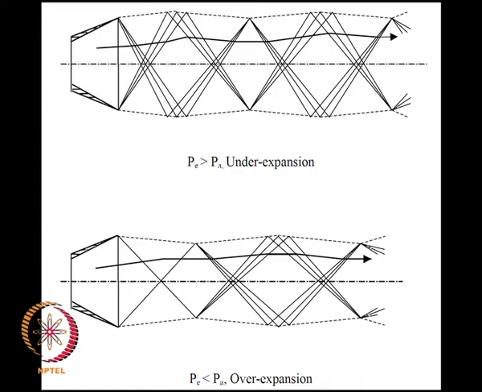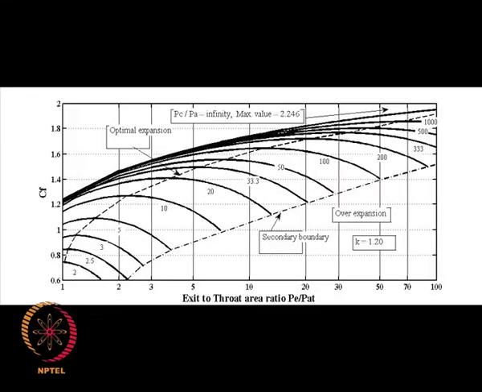Now how does this affect our thrust equation, and what is its role, is what we have to see. If you look at this figure here, what you see plotted on the x axis is AE by AT, and on the y axis it is CF. This is plotted for different values of PC by PA, that is seen to increase in this direction, and finally it reaches infinity.